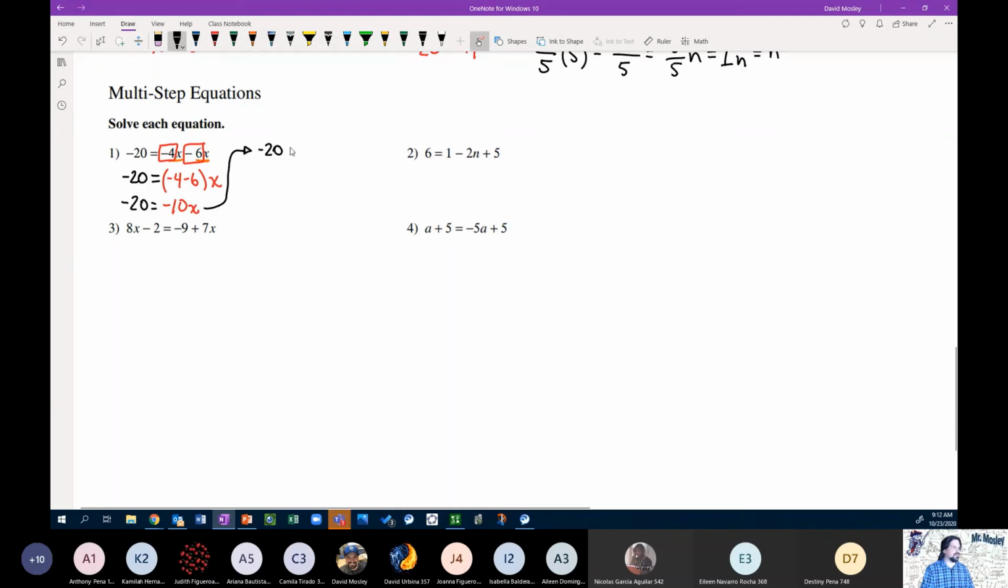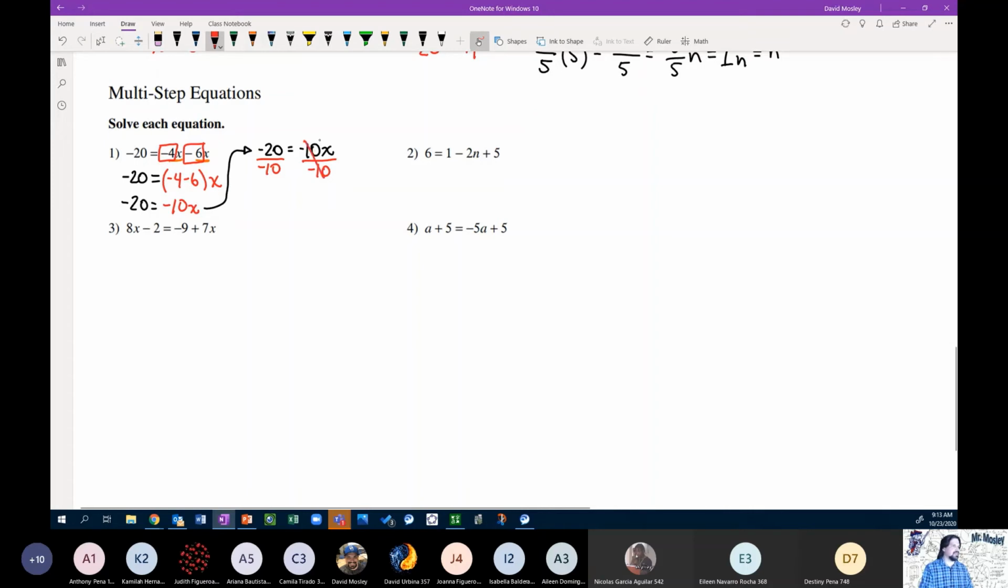I have -20 equals -10x. Now, I can move on to my step 2, which would be add or subtract. I don't have any numbers to add or subtract on the right-hand side that's along with the variable term. So I get to skip to multiply or divide. In this case, I need to undo or do the opposite operation of multiplying by -10, which means I need to divide by -10. If I divide that side by -10, I divide this side by -10.